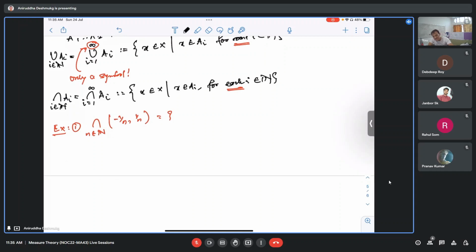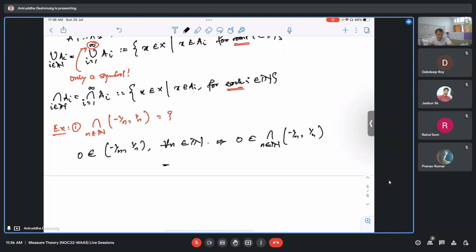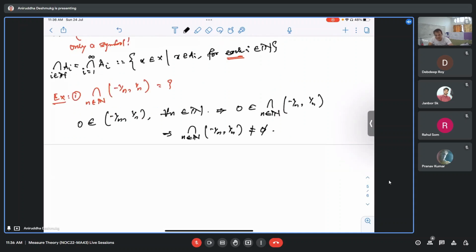One can very easily guess that 0 always belongs to minus 1 by n to 1 by n, for each n. That means 0 is in the intersection, or this is the same as saying that this intersection is not empty. Now, what is the next question? The next question we should ask is whether this intersection is exactly equal to the singleton 0. Or the equivalent question is, are there any other real numbers which are inside this intersection?